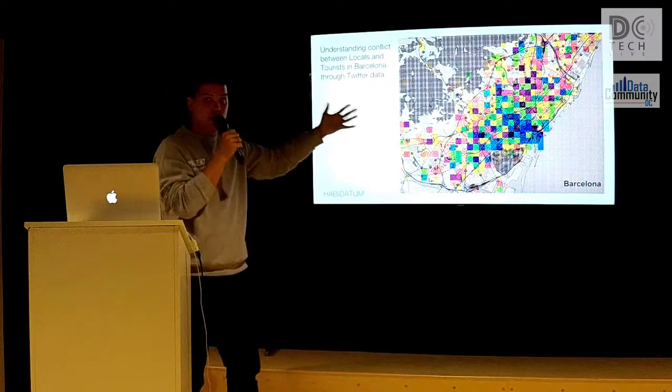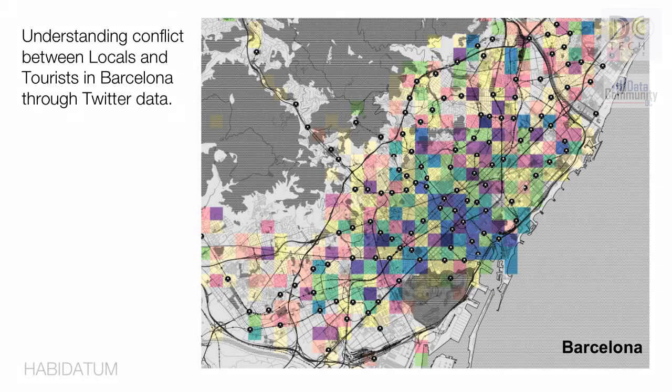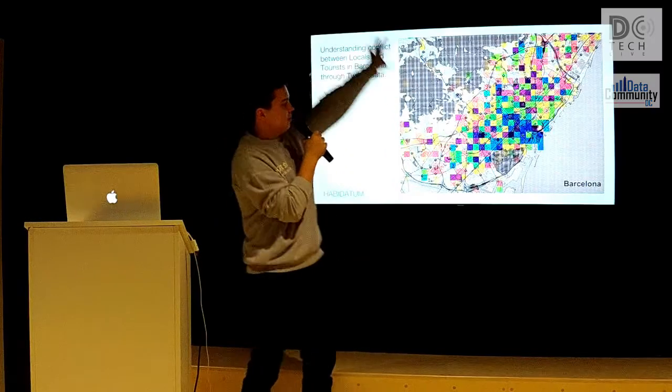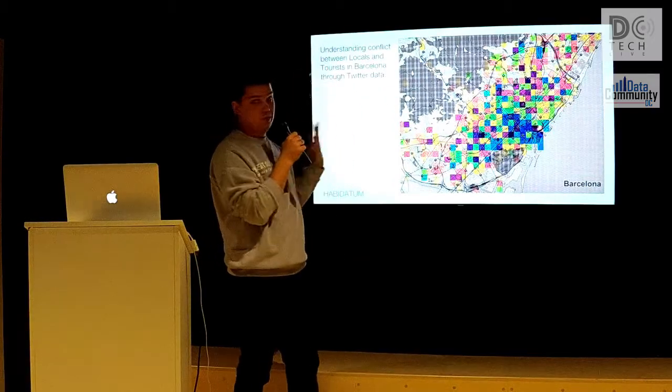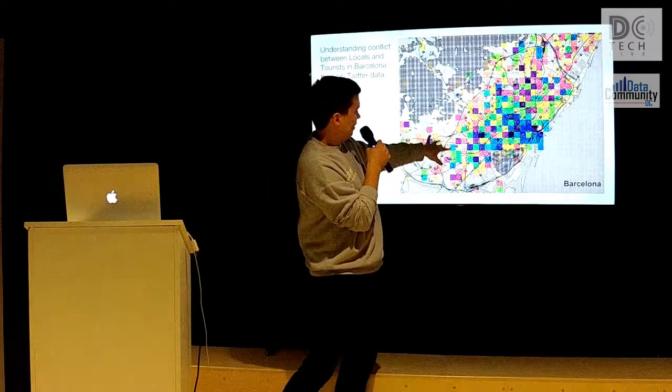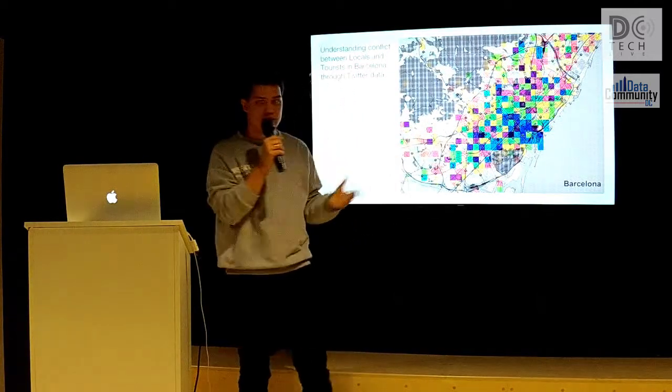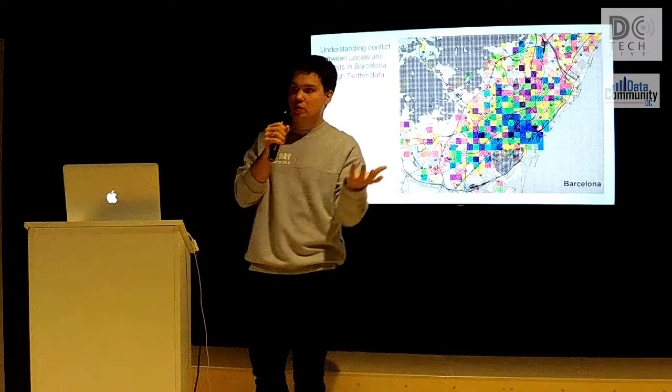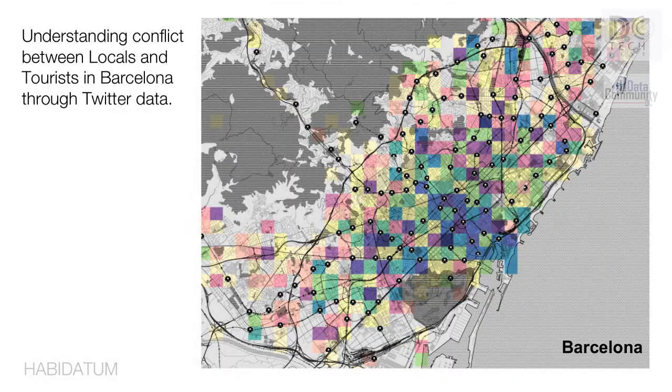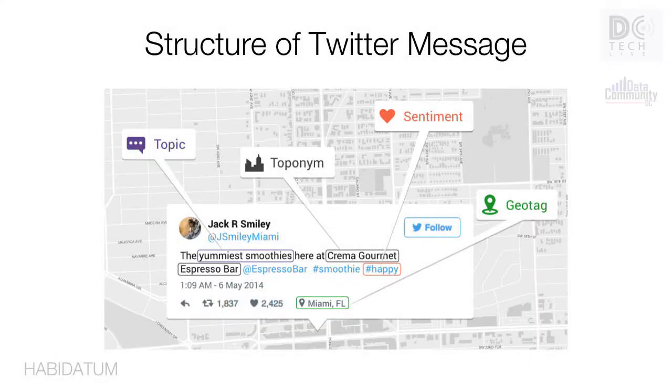And on this map, what we see, this is Barcelona, this is the city center. We see 3 layers of data. One is locals. This is data based on Twitter. The locals are red, they are quite widespread. There are also visitors or tourists, which are green, and the blue color is the places where they're both tourists and locals.